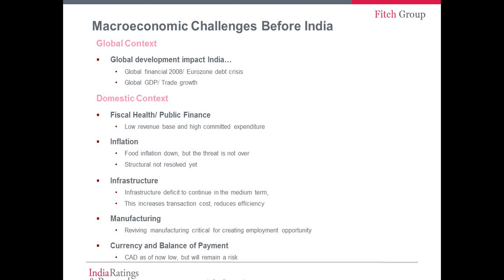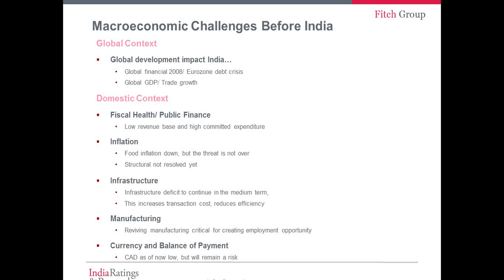In the domestic context, fiscal health has been an important issue because this not only has a rating implication for the sovereign, but also, more importantly, the issue is to what extent it crowds out private investment, or to what extent it impacts the capital market by having a higher rate of interest and so on and so forth.